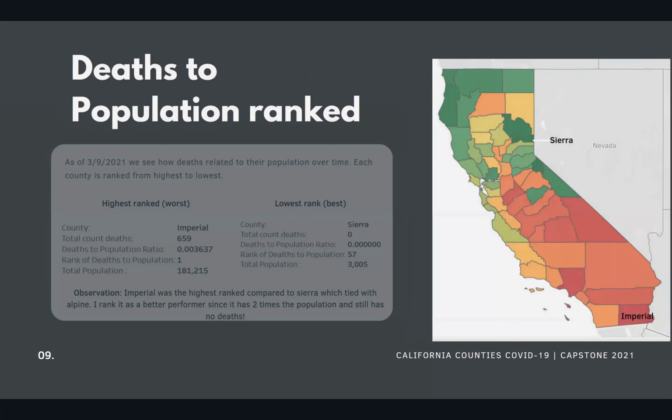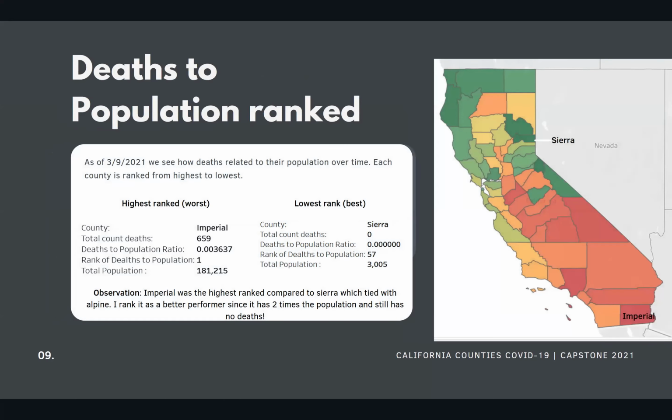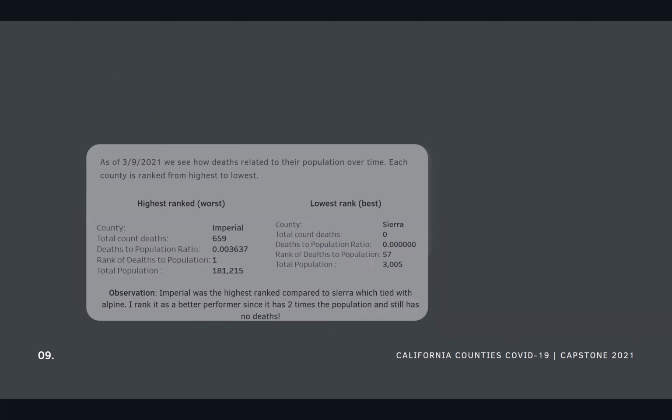As far as deaths to population ratio, we ranked all of these 1 through 58, again, 1 being the worst performing and 58 being the best, as of March 9th, 2021. And what we can see is Imperial did the worst with a relatively high ratio compared to Sierra, which actually got 57 because it tied with another county that got 0, but it had twice the population. So I would consider Sierra the better performer.